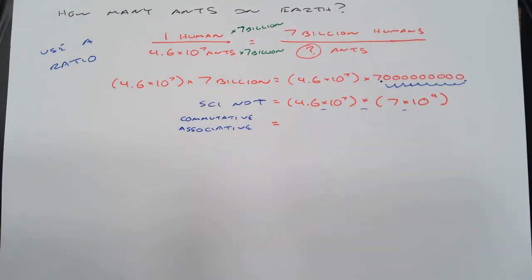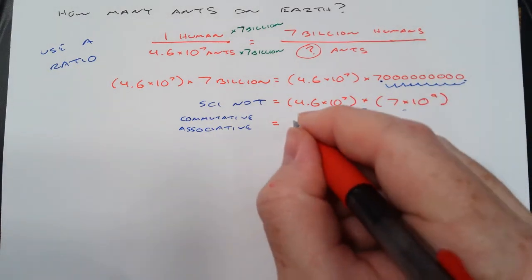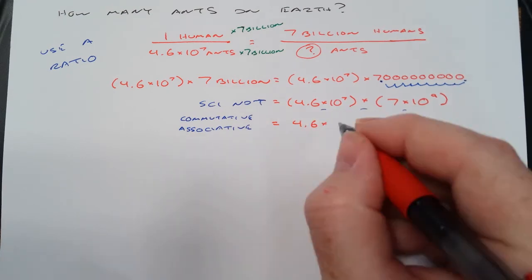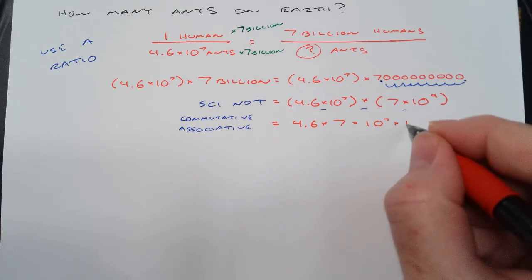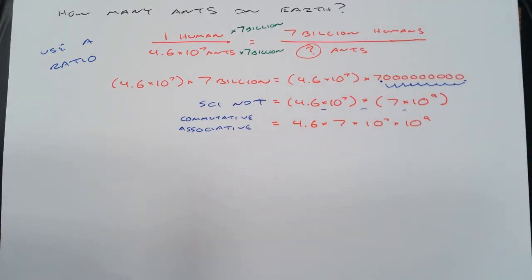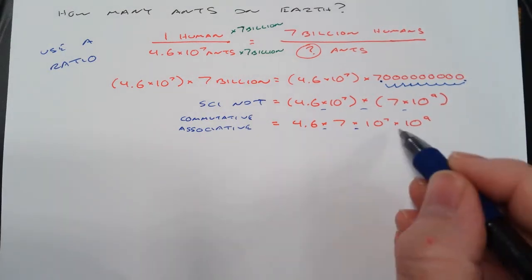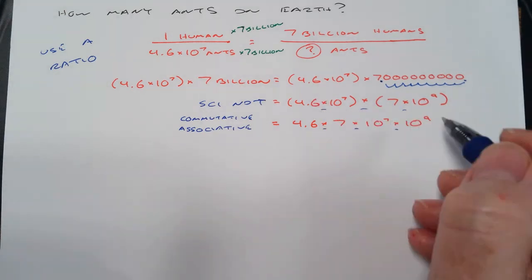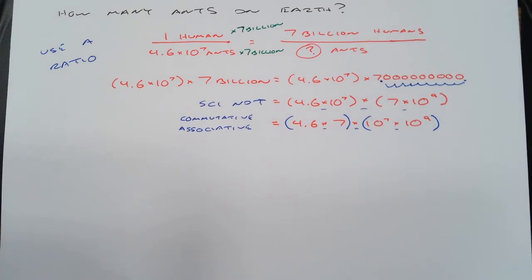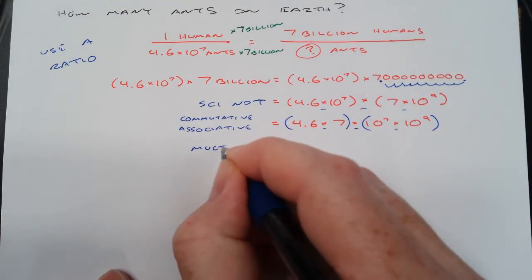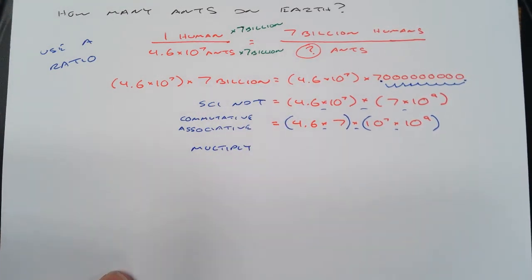The commutative property lets me move the numbers around. So I'm going to put the decimals next to each other and the exponents next to each other. And the associative property, when everything is multiplication, lets me choose which parts to do first. So I want to do that part, and I want to do that part. I can choose what order I do it in when everything's multiplication. So now I'm going to multiply what I put in my parentheses.